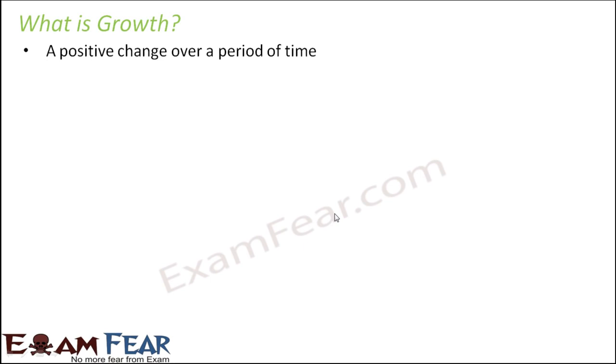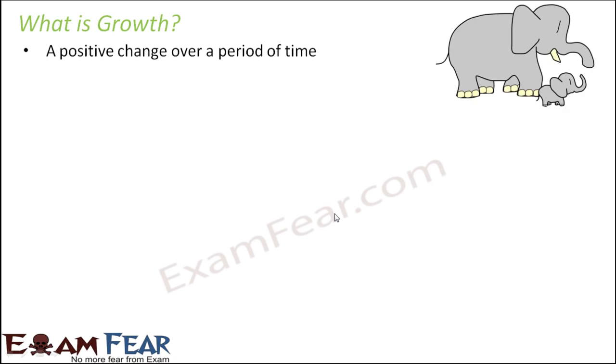Now, this change can be in terms of size. This change can be in terms of weight or height. So the parameter can be anything. So when I say growth, it is a positive change over a period of time. So look at this elephant and the baby elephant. Even the adult elephant was also a baby elephant. So this transformation did not take place suddenly. It took place over a period of time. So the growth took place over a period of time.